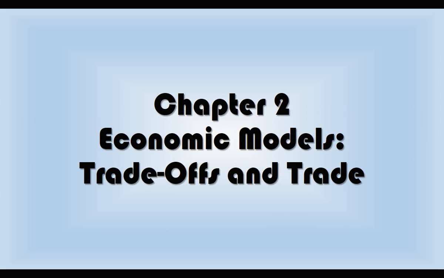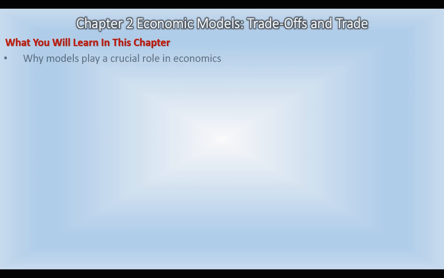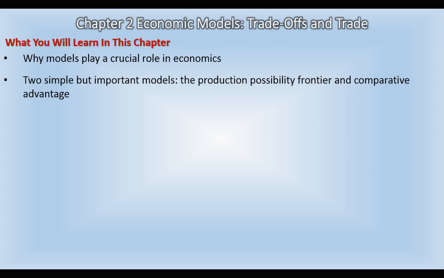Alrighty. So today we are, like I said, covering chapter 2 first: economic models, trade-offs, and trade. What you'll learn in this chapter is why models play a crucial role in economics, and two simple, important models: the production possibility frontier and comparative advantage. Now again, these models are covered at the beginning of all introductory courses, so you may already have been exposed to them, which is a good thing.